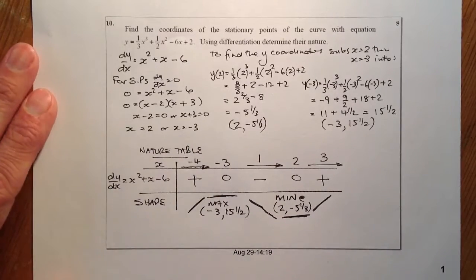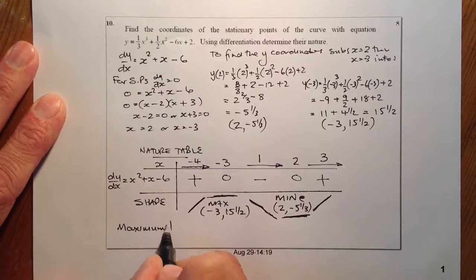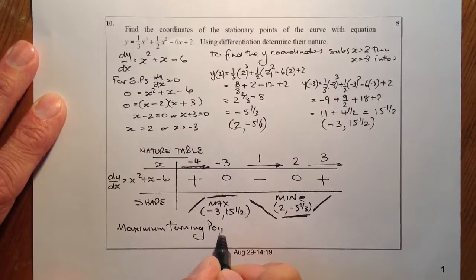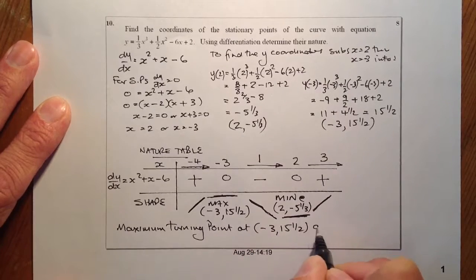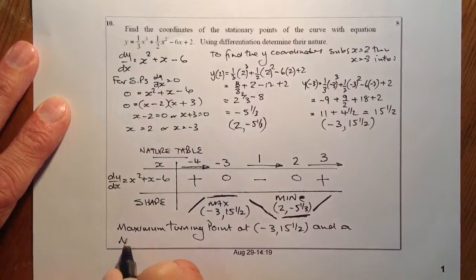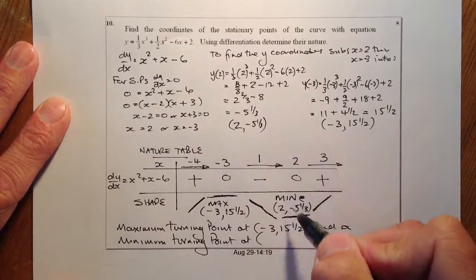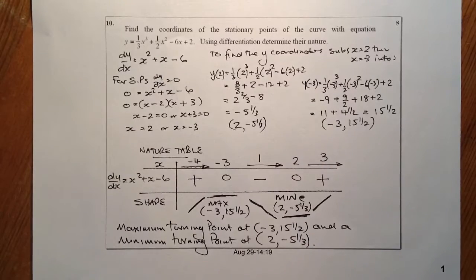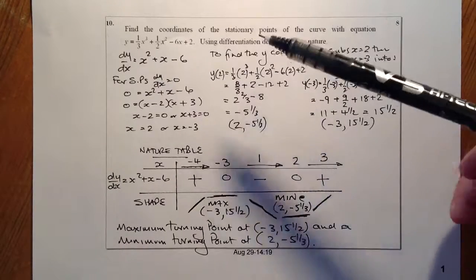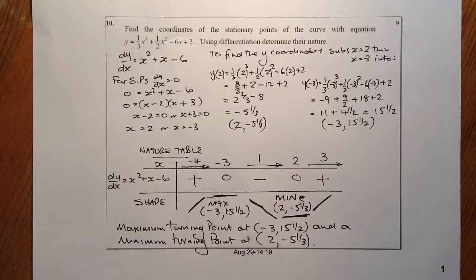So why don't we just make a statement and finish this one off? So it's a maximum turning point at -3, 15.5, and a minimum turning point at, and it's this coordinate here, so it was 2, minus 5 1/3, and that would be the question complete, because what I've done is I've worked out the stationary points, the coordinates of them, and I've worked out their nature and made a statement to that effect.